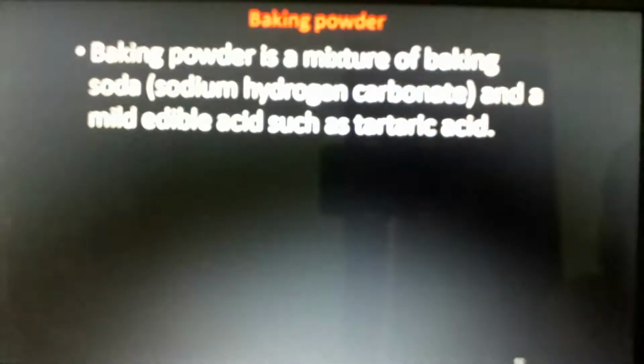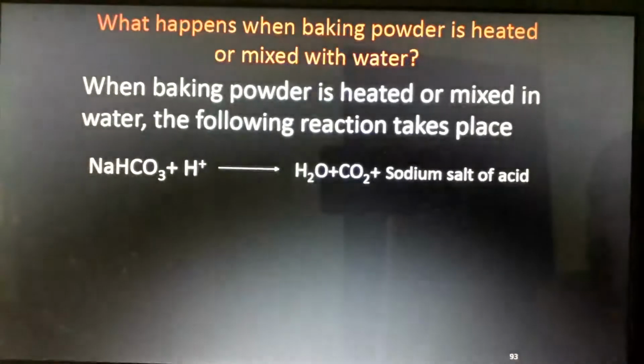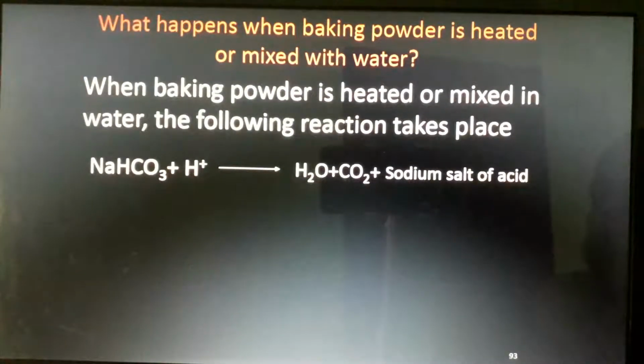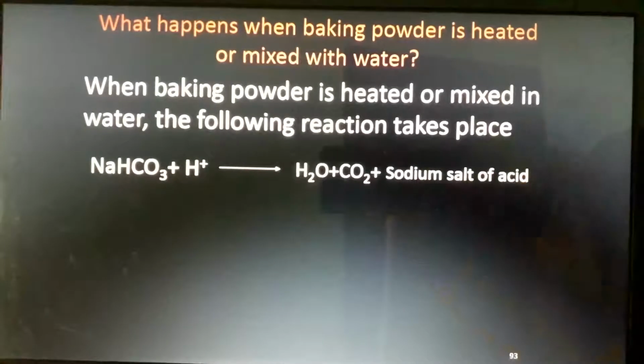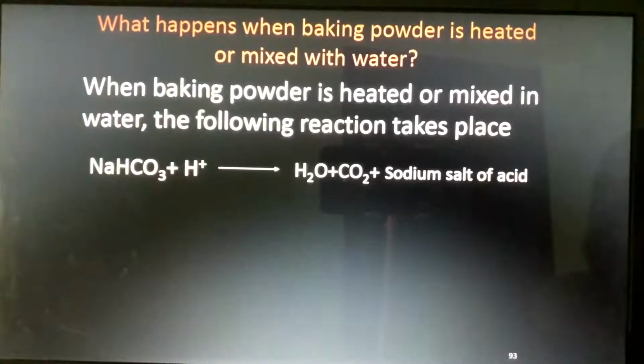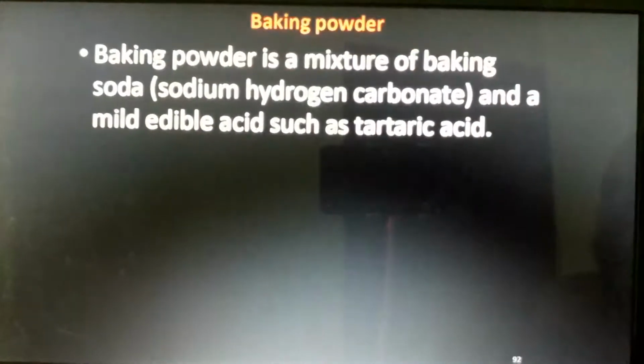So baking powder is a mixture of baking soda and mild edible acids such as tartaric acid. See, NaHCO3. What happens when baking powder is heated? Okay, sodium salt of acid. When baking powder is heated or mixed in water, the following reaction will take place. So the baking powder's heating effect creates that carbon dioxide. See, same here also, isn't it? Come on, say sodium hydrogen carbonate.